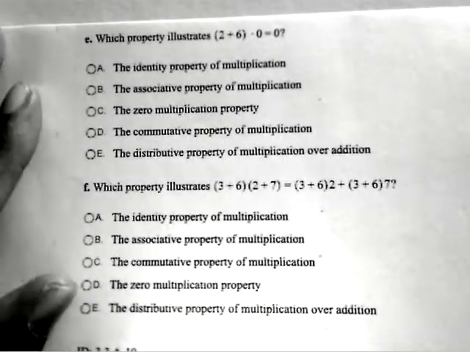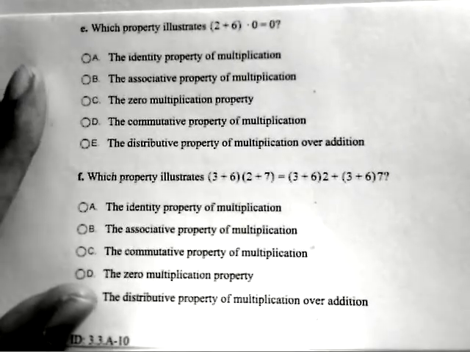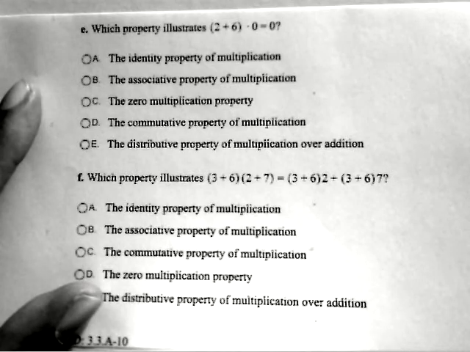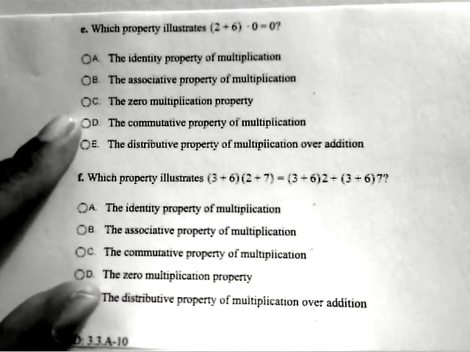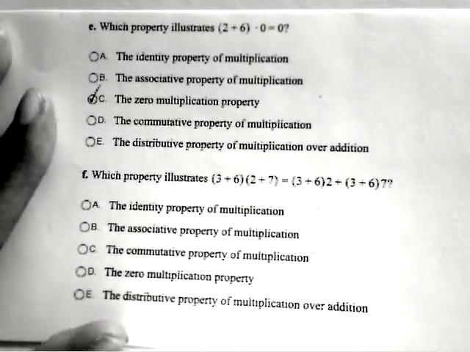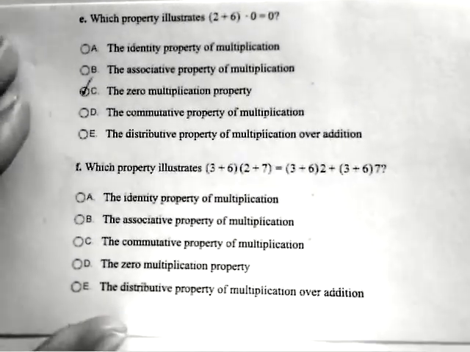Okay, look at part E. 2 plus 6 in parentheses times 0 is equal to 0. Well, 0 multiplied by any number is 0, so that's the zero multiplication property. Okay. And then part F.